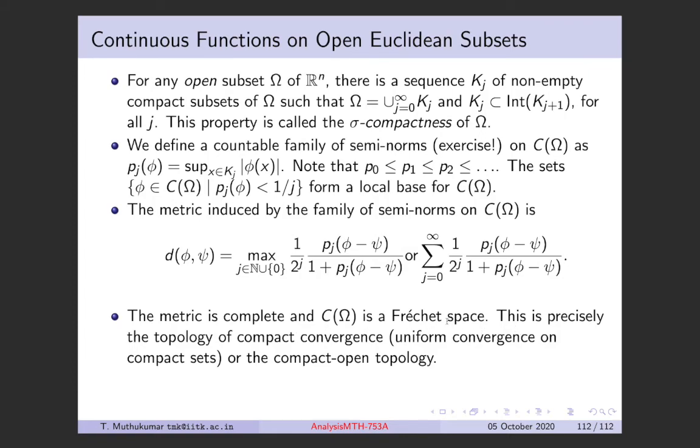The topology induced by this metric is precisely the topology of uniform convergence on compact sets. You see that the semi-norms are defined on the compact sets, which gives uniform convergence on compact sets, also called the compact open topology. So in this lecture we have seen the space of continuous functions and the topology you can give: when the domain is a compact set, it becomes a Banach space, while when the domain is a non-compact open subset of a Euclidean space, it becomes a Frechet space and induces the topology of uniform convergence on compact sets.